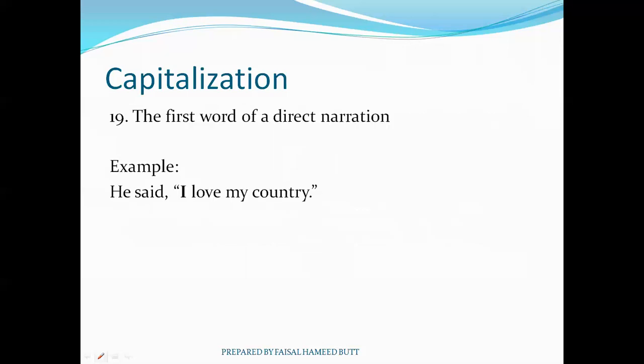Then we have the first word of our direct narration. Always remember, direct narration is direct, indirect. So you have reported speech, you have reporting speech. In direct narration, the reported speech will have the first letter as a capital letter. Like here, he said, comma, inverted commas begin, I love my country, full stop, inverted commas close. So this I love my country between inverted commas is reported speech in direct narration. So you are going to start the first letter with a capital letter.